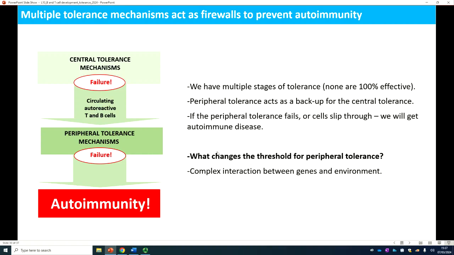So you can ask the question, what changes the threshold for peripheral tolerance? Really, it's quite a complex interaction between our own genes, but also the environment. And if you stick with us next year, in the third year, we will have a look at autoimmunity and tolerance in a little bit more detail.